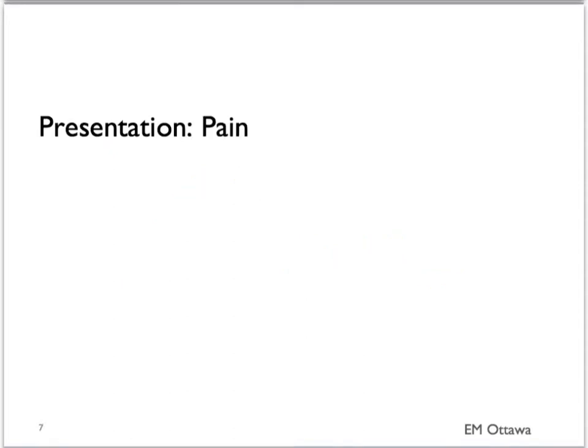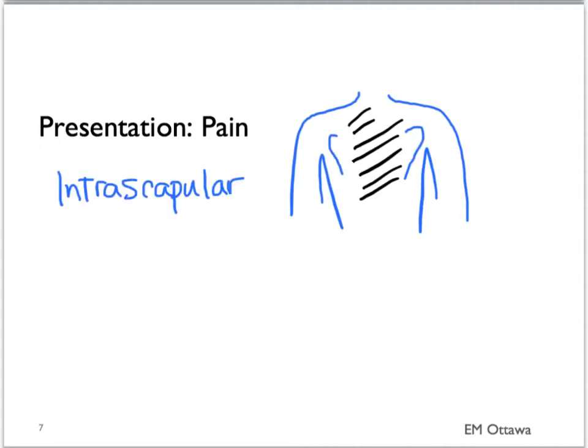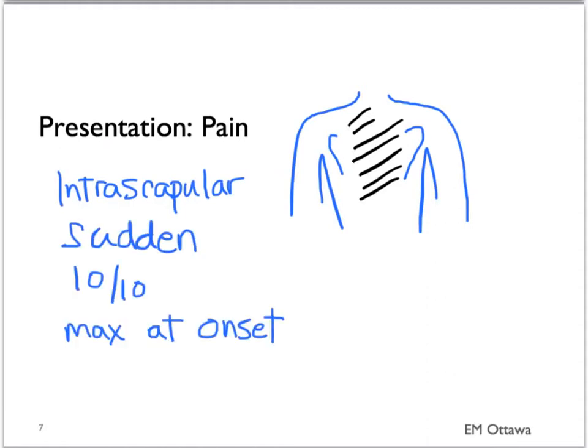The classic pain for aortic dissection is a back pain. This pain is intrascapular, severe, sudden in onset, and maximum at onset. Patients sometimes can describe it as a tearing pain. The pain may sometimes radiate to the anterior chest.